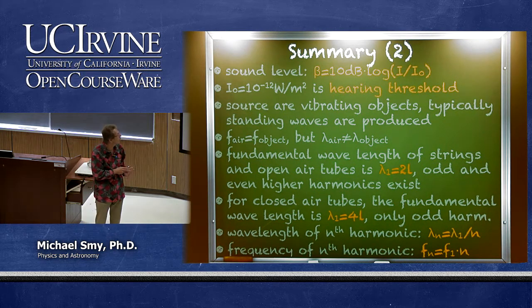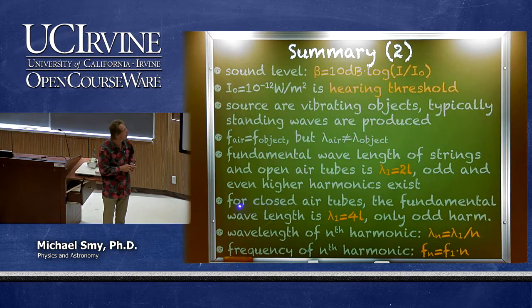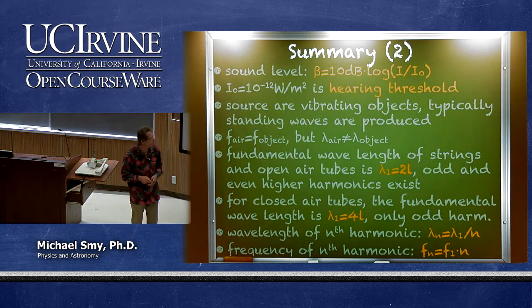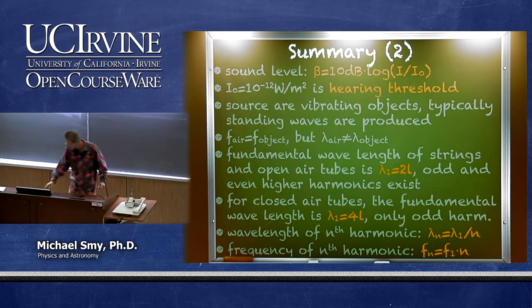Odd and even higher harmonics exist if the tube is open on both sides. If the tube is closed on one side, then the fundamental wavelength becomes twice as long, 4 times the length, and only the odd harmonics exist. So the wavelength of the nth harmonic is lambda 1 over n, and the frequency of the nth harmonic is f1 times n. So that's the same as for the string.